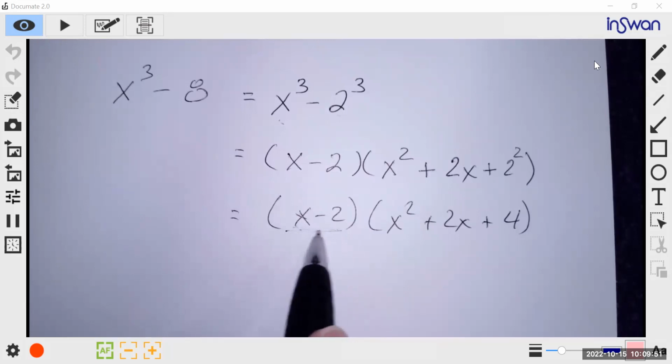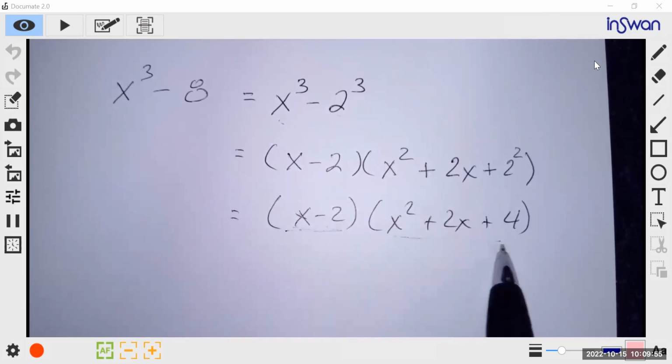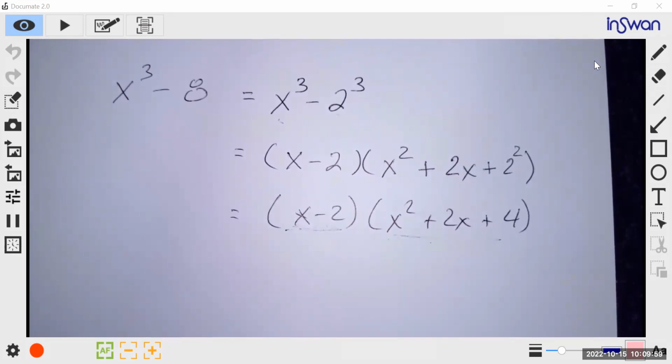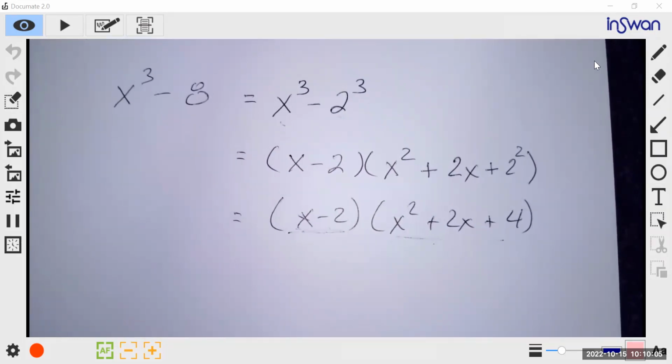This, you can solve for this one. It's going to be 2. This one does not have a solution. It's imaginary. So that's why it's 2 separate equations like that. Very good. So those are the factors.